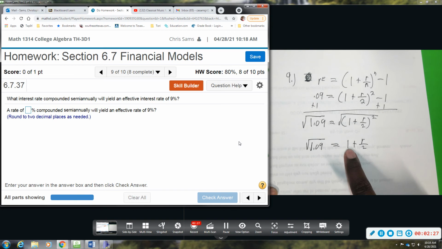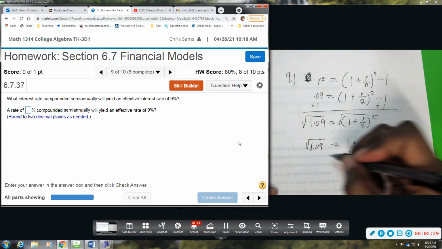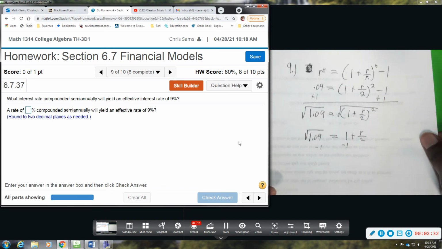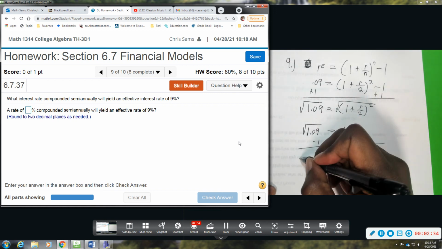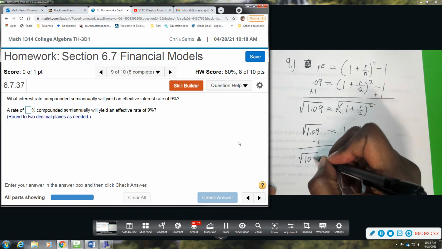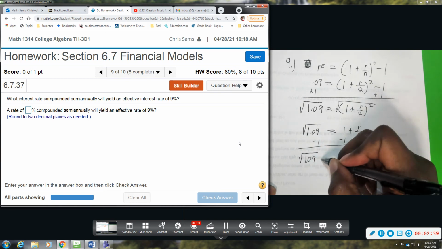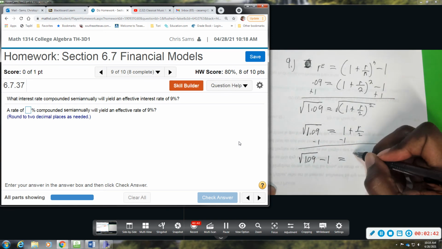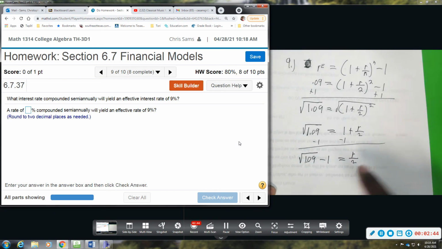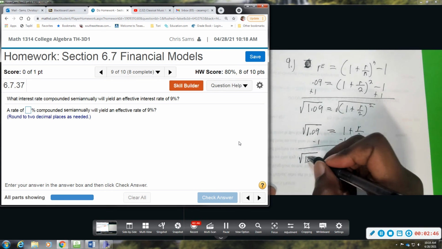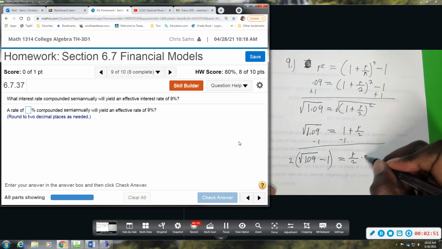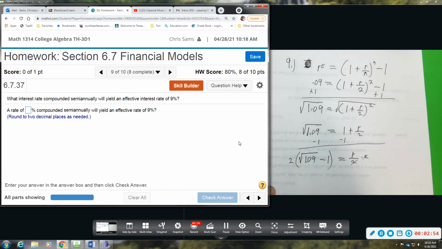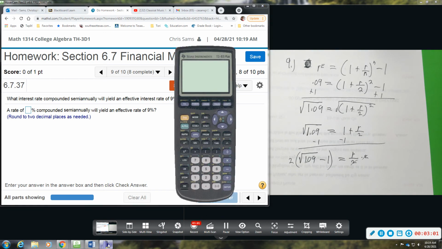From here we will subtract 1 from both sides. So now I have the square root of 1.09 minus 1 equals R divided by 2. The last thing we will do is multiply both sides by 2, and that will get rid of that 2. So this will be my answer: 2 times this will give me whatever rate I need. This is what I'm going to insert into my calculator.